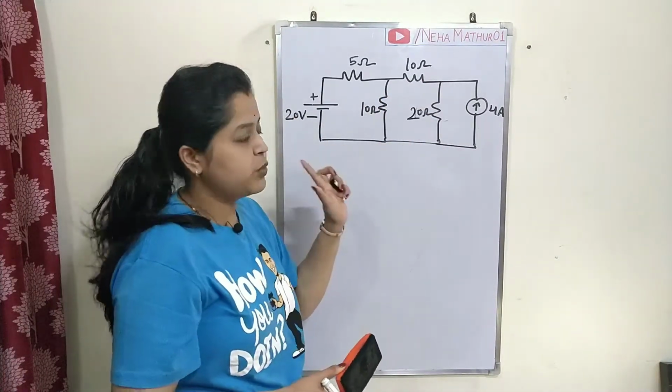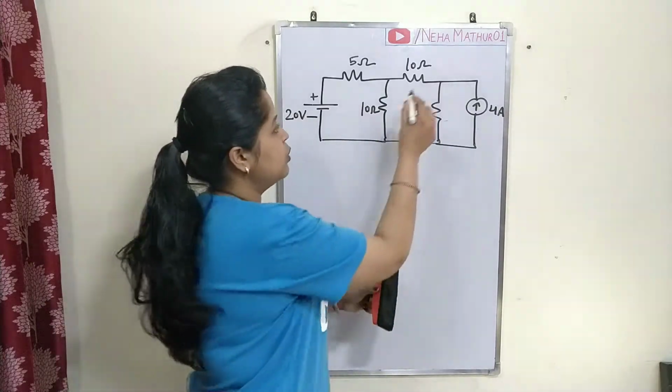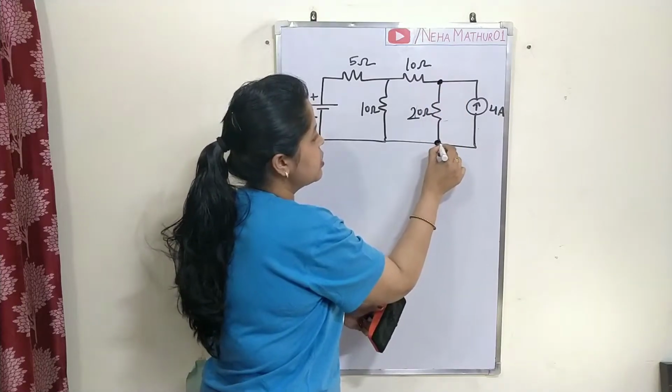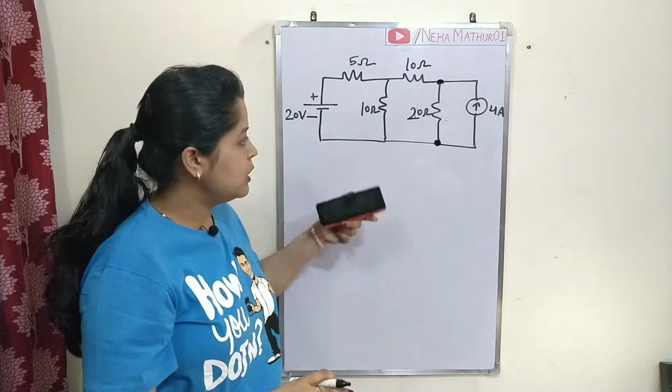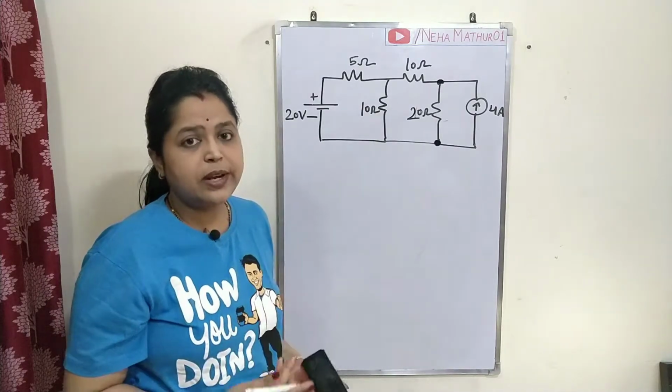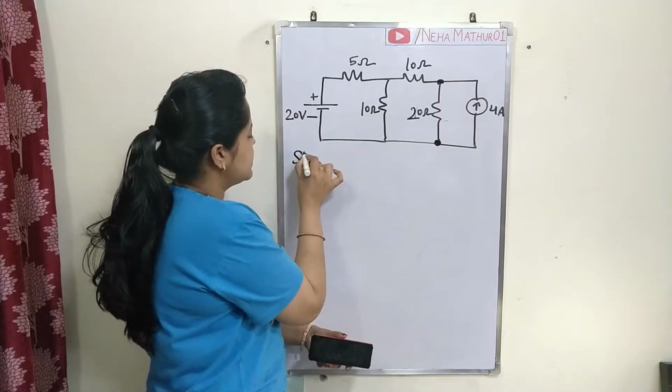Now here you have two independent sources, one voltage source and one current source, and the examiner wants to know what will be the current across this 20 ohm resistance. So now I will follow all the relevant steps required to solve that question with the help of superposition theorem. Now the first step.